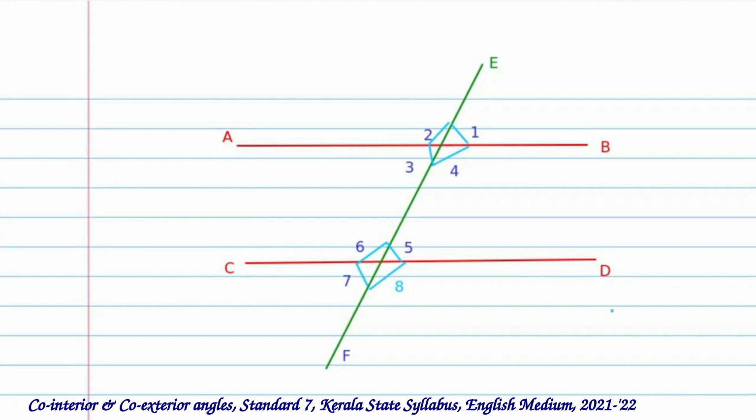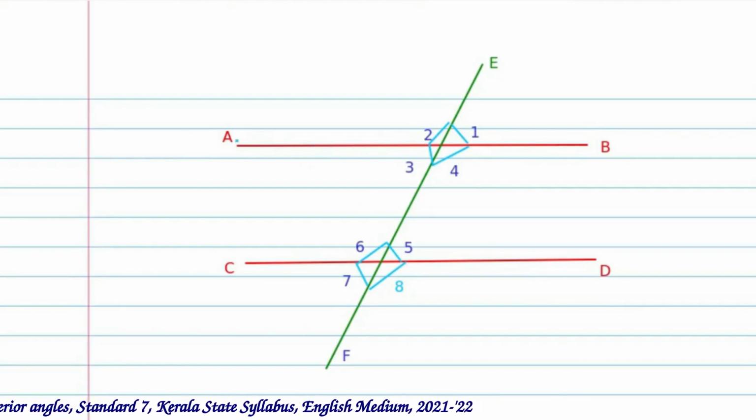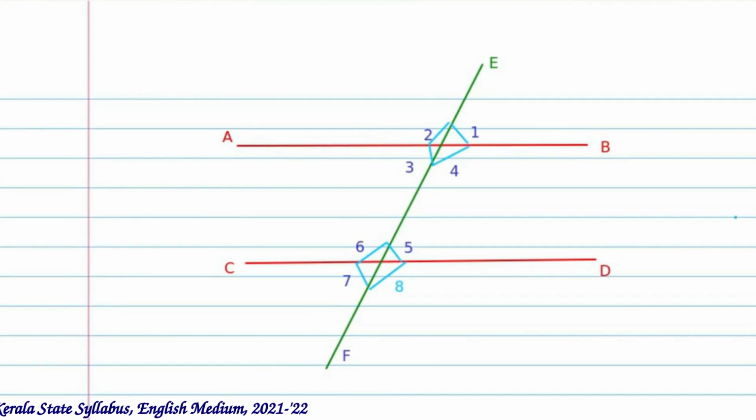So these are the 8 angles we can see when a transversal line, or a slanted line, intersects two other parallel lines. Here you can see 4 angles. Now you can see this angle A and B. These 2 angles are above this line, and these 2 angles are below this line. That means this is interior and this one is exterior. Just like that here also. This is interior, and this one is exterior.